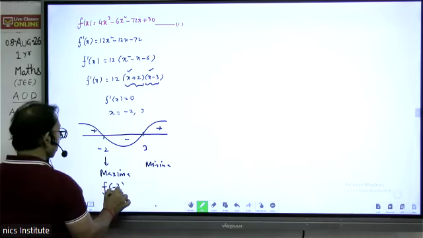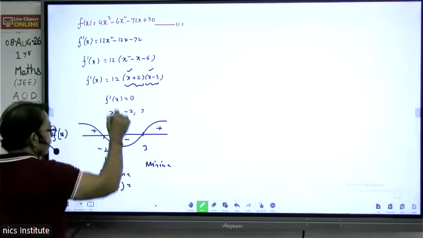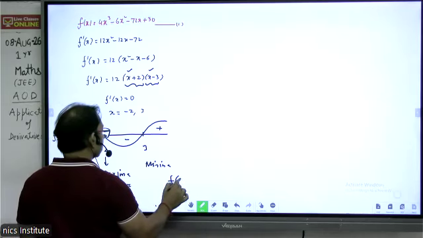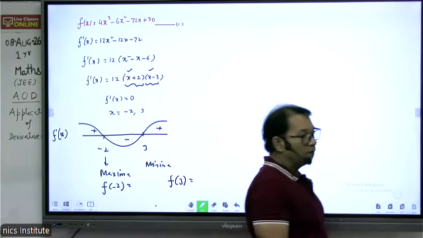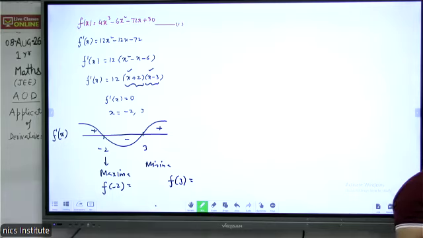Find f of -2. Substitute in the function. And f of 3 also. Quick. Find the local maximum values and local minimum values.